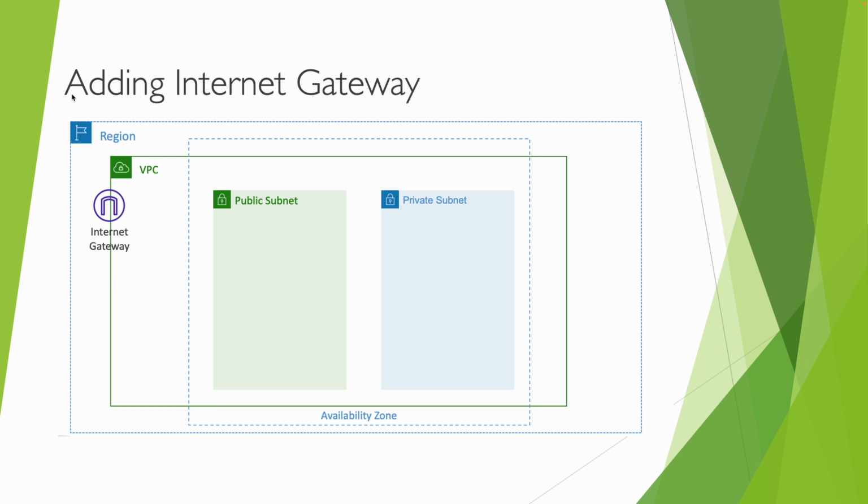So yesterday, in the last class, we saw what a VPC is and how the VPC works in AWS. Then we created a VPC in a region, and we created public and private subnets. Inside it we created public and private subnets, and then we created an internet gateway and attached this internet gateway to our VPC.